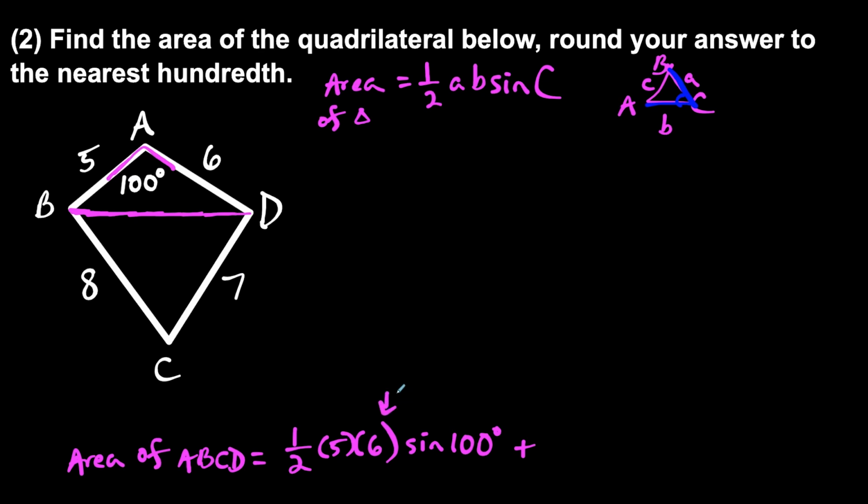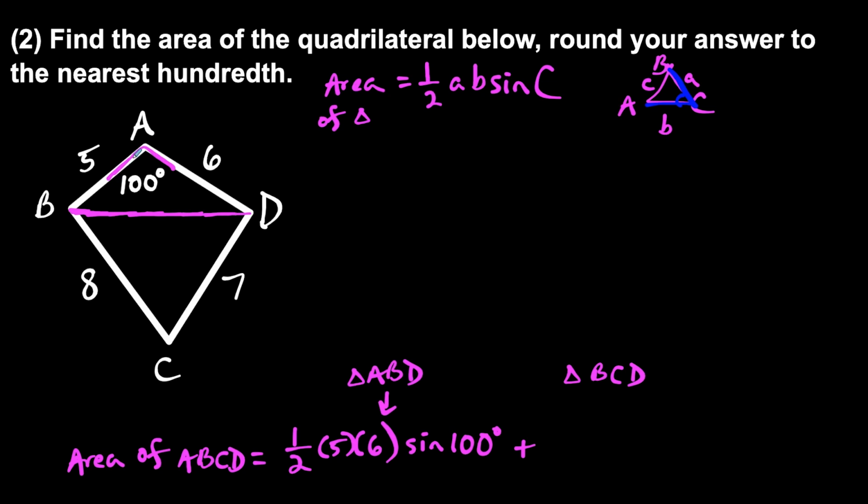So notice, once again, this is for triangle ABD above. But now we're going to find the area of triangle BCD, and we're going to add that right here. So first we have to know the measure of this missing side. And to find that, we could use another formula here. We could use the law of cosines.